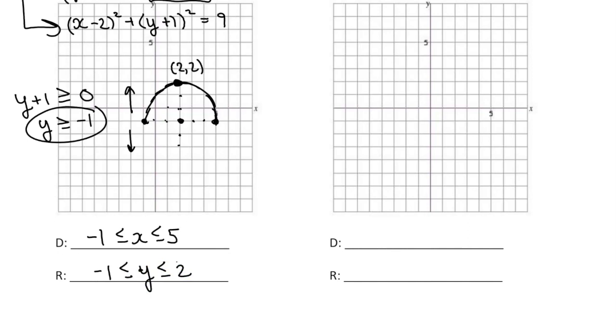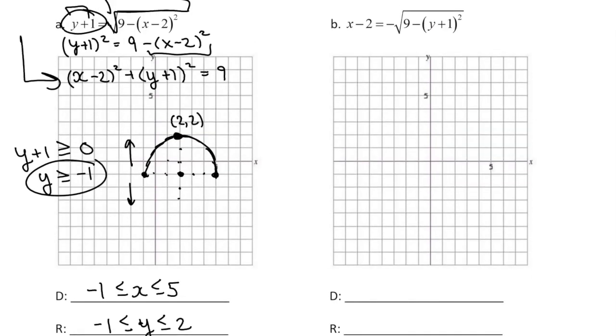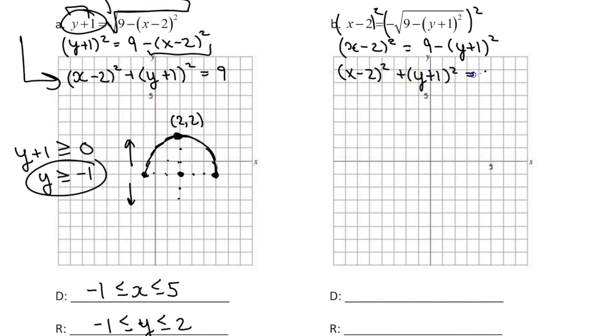So definitely a strange example. I don't know if this part B is going to be much better, but let's see what we could do with it. So if you're like me, you would probably say step 1, let's square both sides. (x - 2)^2 is going to be equal to (9 - (y + 1)^2). Okay, so then let's add the y's onto the other side. You could say (x - 2)^2 + (y + 1)^2 = 9.